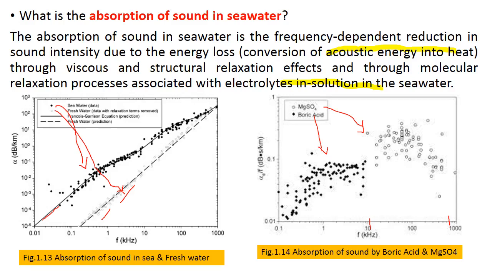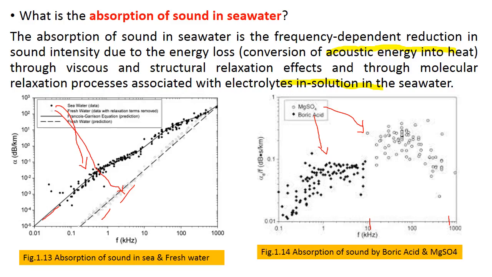Figure 1.3 shows absorption of sound in sea and freshwater. The dark bubbles show the attenuation in dB per kilometer in seawater. The empty bubbles show the attenuation in dB per kilometer in freshwater. The dark lines and dash lines are predicted values for seawater and freshwater.